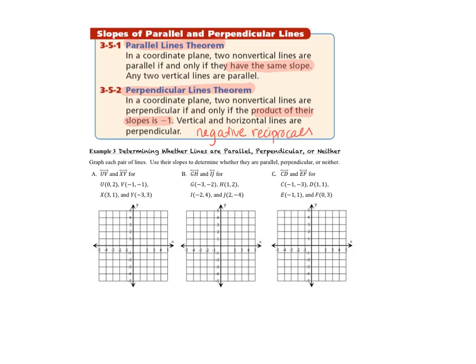So what does that mean? Well, if one slope is 1/2, the perpendicular slope would be the opposite sign, which would be negative, and then flip 1/2 over, which is 2/1 or 2. If the slope of one line is 1/3, then the negative reciprocal would be the opposite sign and flip the 1/3 to 3/1. If the slope is 4, then the perpendicular slope would be change the sign to a negative and flip 4/1 to 1/4.